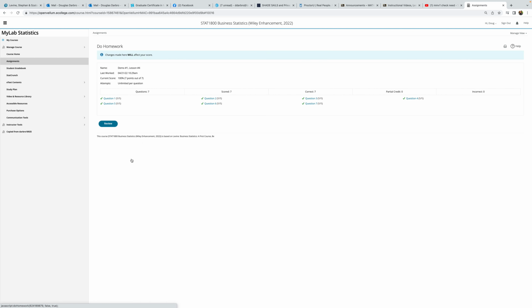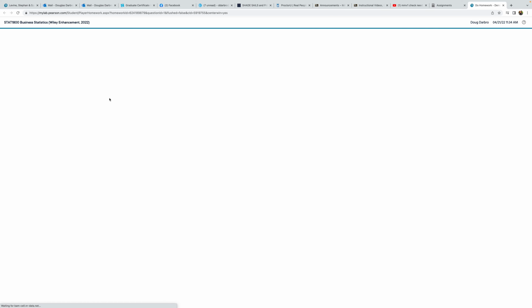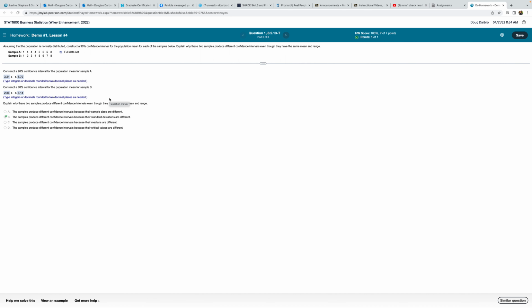demo number one, lesson number 4. So I think there are 6 questions. Actually, there's 7 questions, so let's do it. So the first question has sample A, sample B. We're assuming normal distribution, so that's extremely important when we have a couple of data sets this small. Notice that the confidence interval is 90%, so we'll have to make sure that we keep that in mind.